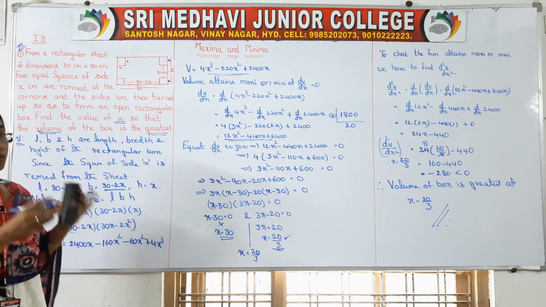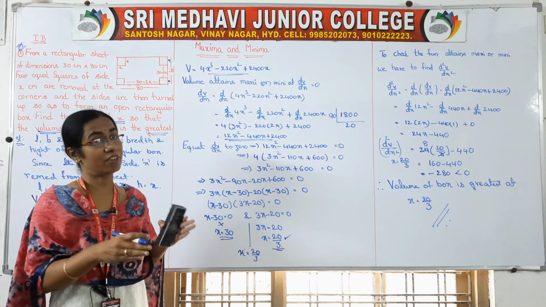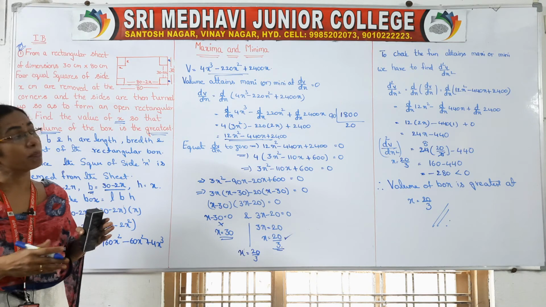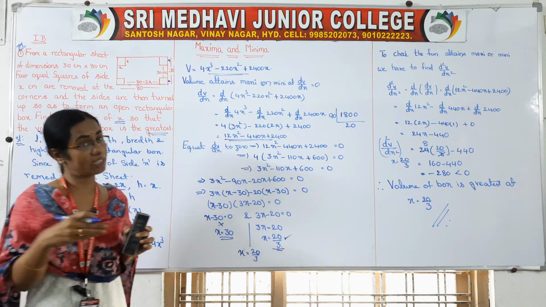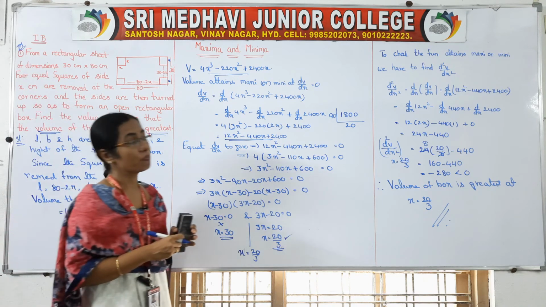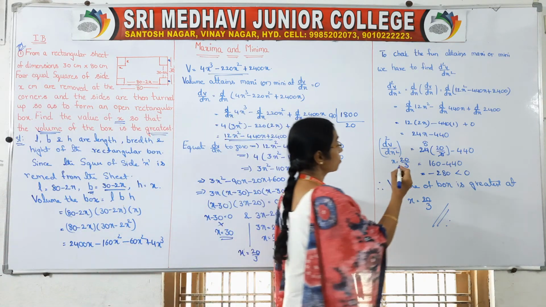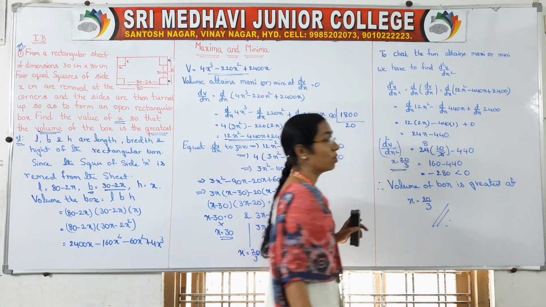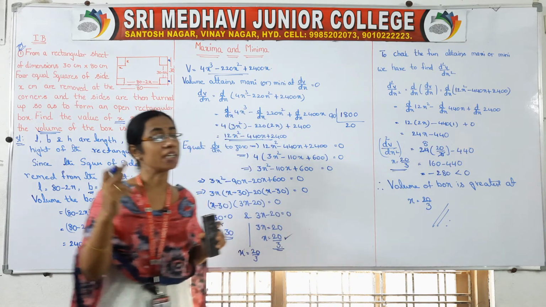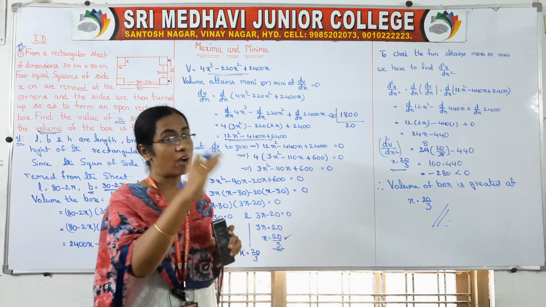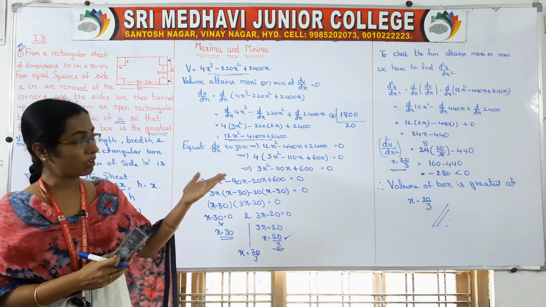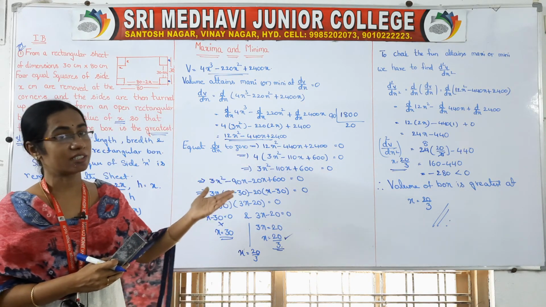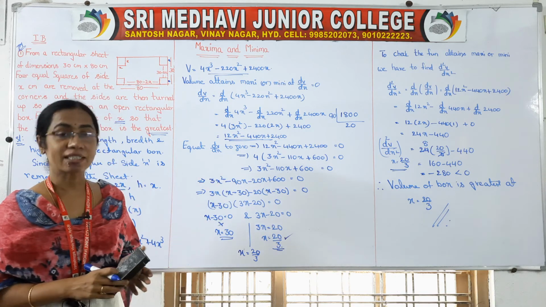If we want to know exactly whether it attains a maximum or minimum, we have to find d²v/dx², the second derivative. In that you substitute your x value. If your d²v/dx² is negative, the volume is greatest. We got negative only, so your volume is greatest at x = 20/3.